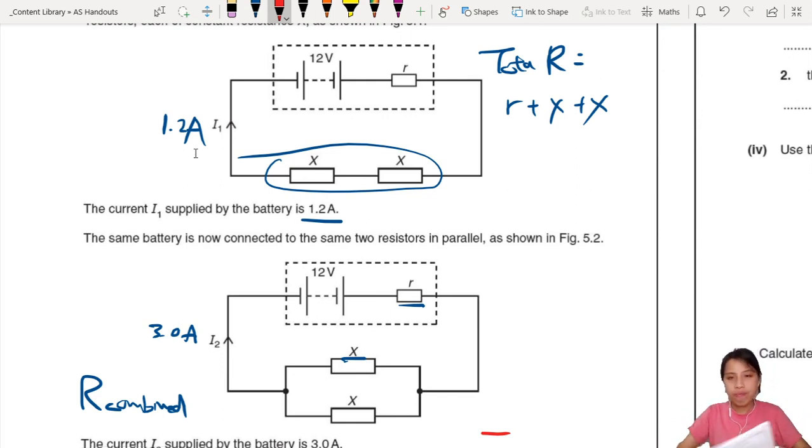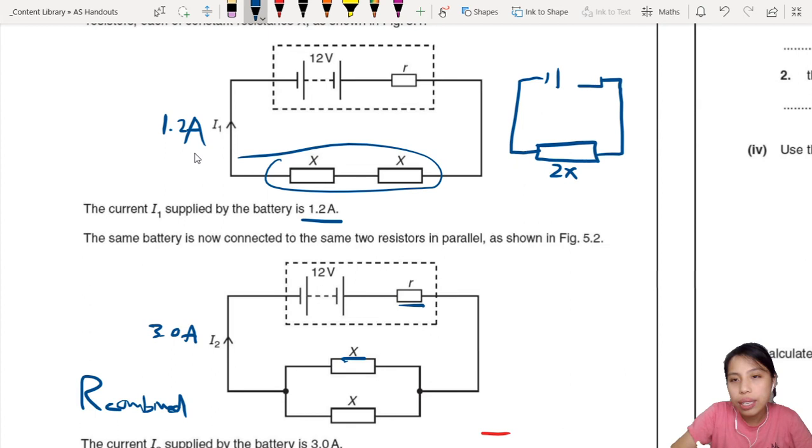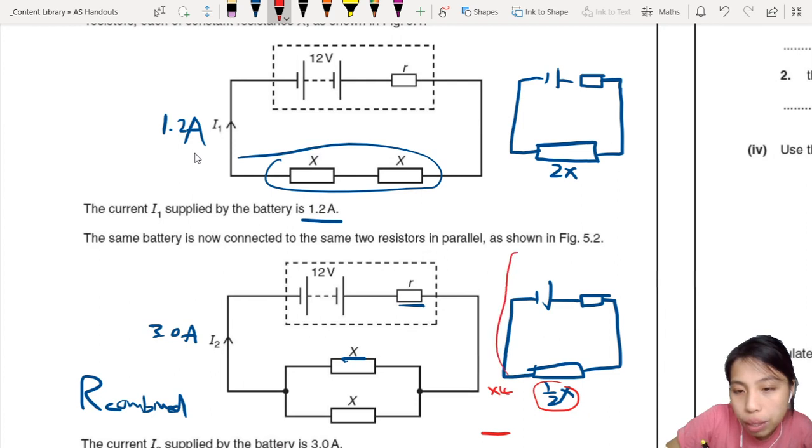Think about this. Imagine you simplify the circuit, something like this. Delete, delete, delete. Imagine you simplify to something like this. You combine that one into 2x. This one, you combine, it becomes half X resistance, and then that. So yes, your resistor is bigger by 4 times. So this one times 4, you will get this.